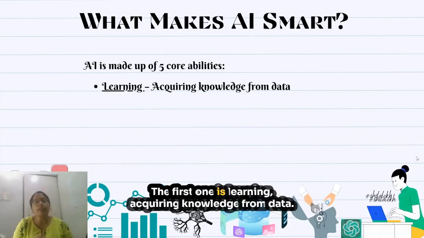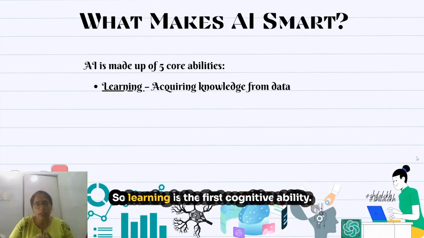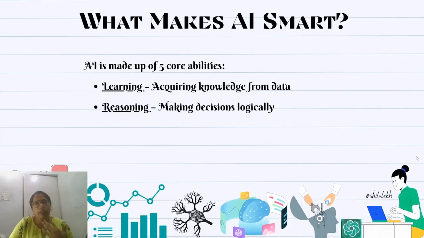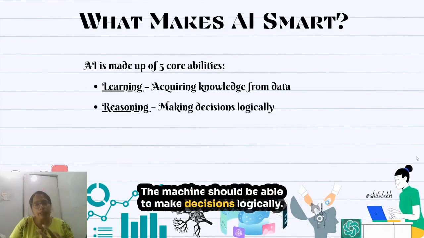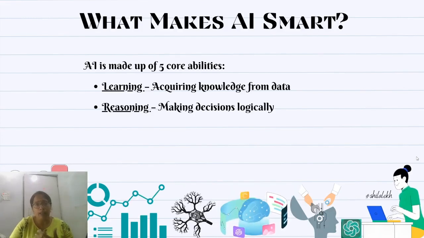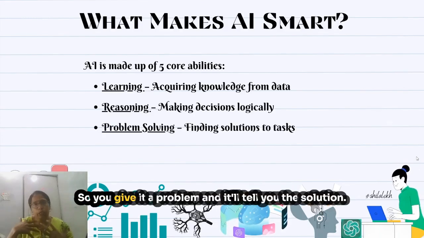The first one is learning, acquiring knowledge from data, as we discussed just now about learning to identify the color red or learning to identify the fruit orange. So learning is the first cognitive ability. The second one is reasoning. The machine should be able to make decisions logically. We are training them for that as well. The third is problem solving. So you give it a problem and it will tell you the solution.